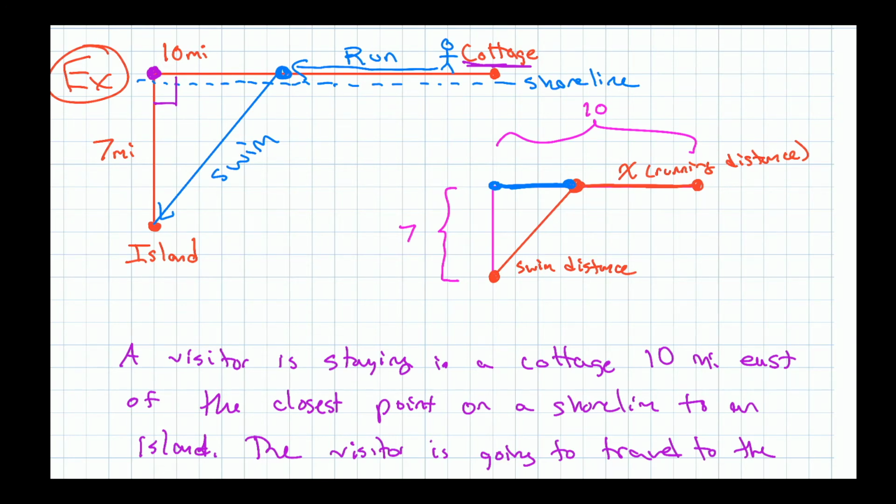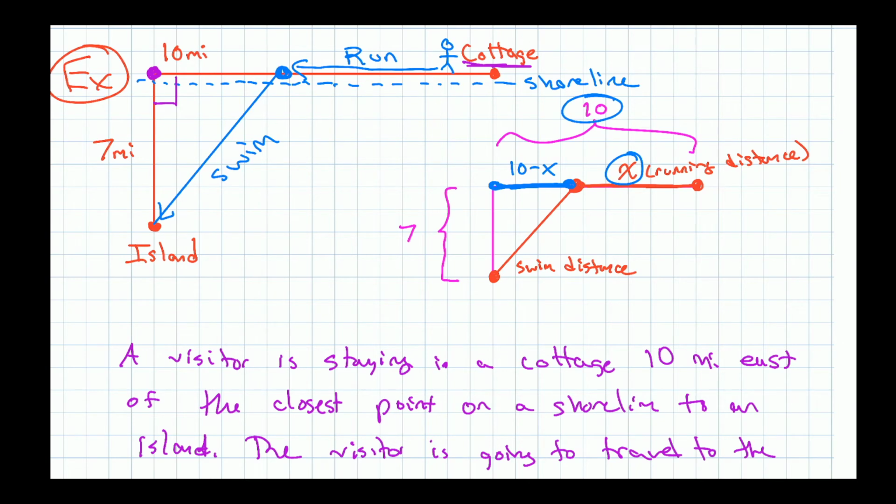So the whole distance is 10, right? And this distance is x. So how much is the blue distance? It's going to be 10 minus x, right? And being able to do that is pretty much the whole thing that you need to be able to do.